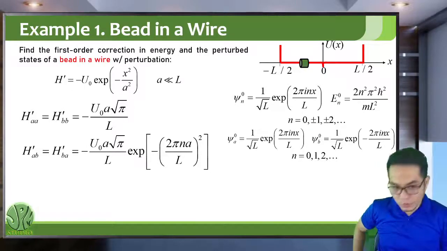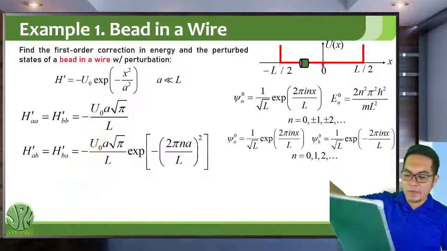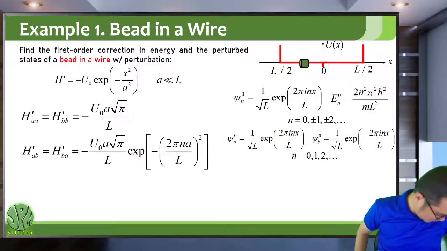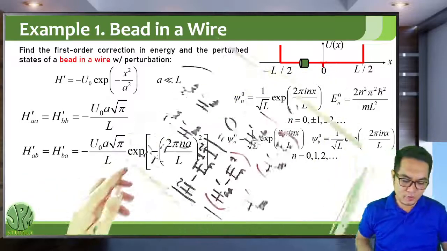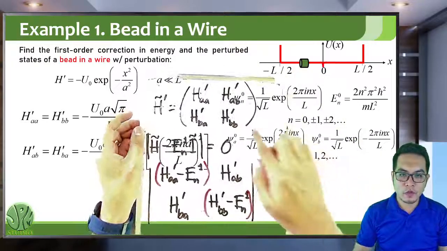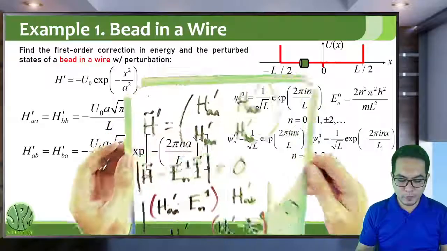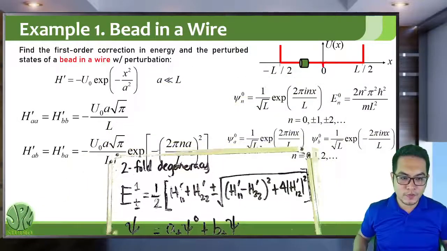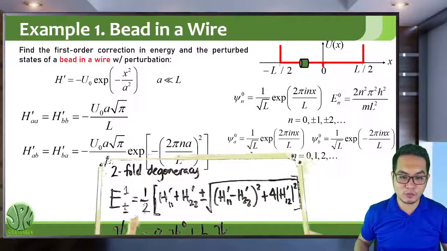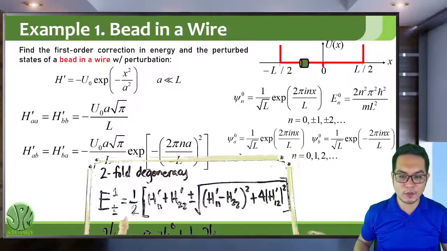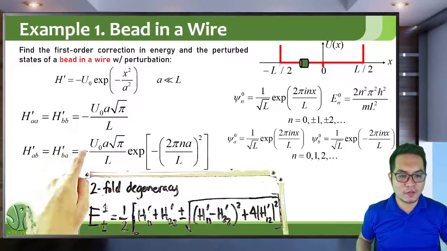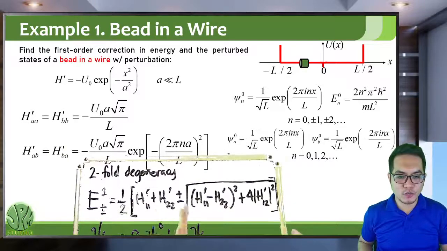Okay, so we now have the 4 matrix elements of our perturbation matrix. So we can now solve for the first order correction in energy. And there are actually 2, because this is twofold degeneracy. You will get 2 first order corrections in energy. So you substitute all of these values to this equation here.